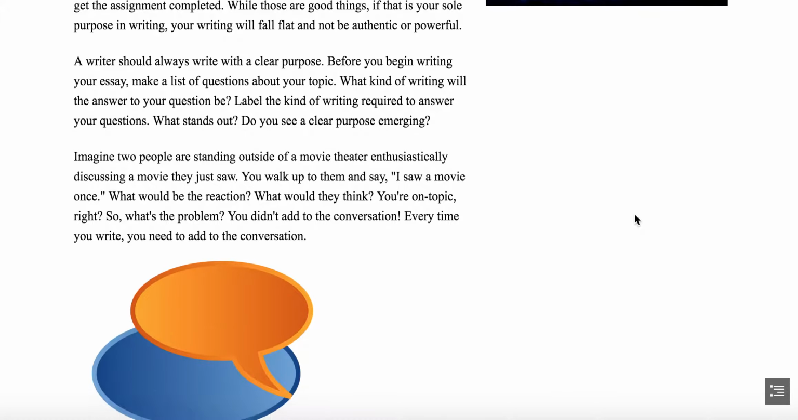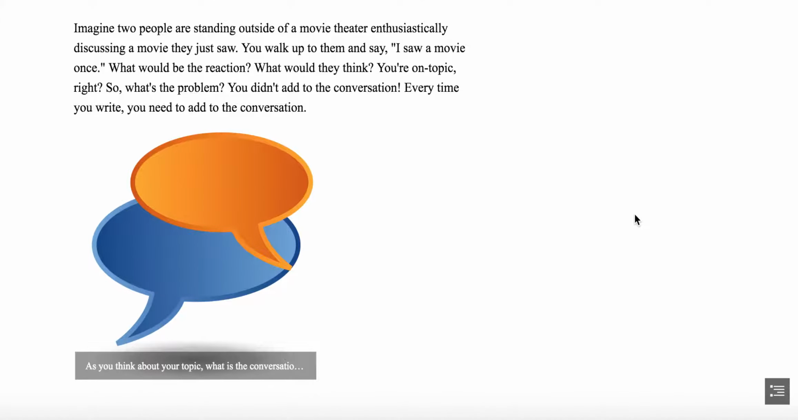So I really like this example, and I'll probably give it numerous times throughout this semester. But imagine two people are standing outside of a movie theater, enthusiastically discussing a movie they just saw. You walk up to them and say, I saw a movie once. What happens next? What would be the reaction?